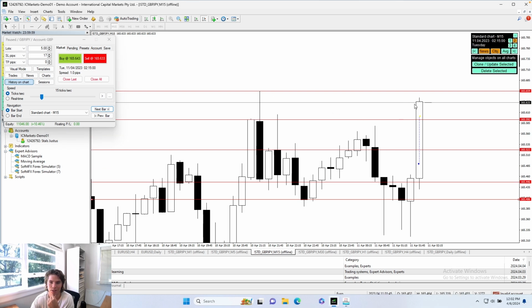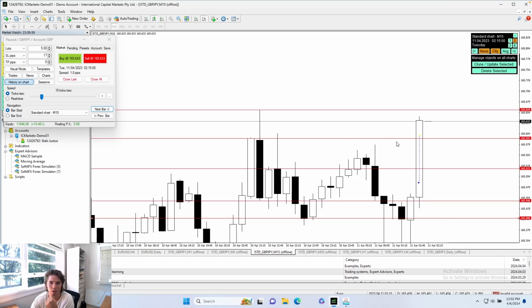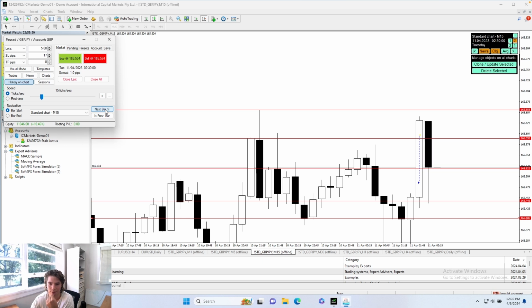So if you got this closure, this is when you start closing runners. Close 50% and wait for the continuation. Okay, there's a good chance you've had the break of structure. There's a good chance this can continue. Oh, never mind.